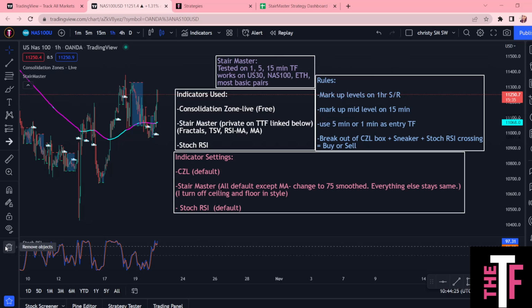For those of you who are not in the trading floor community, I'll go over what indicators make up the StairMaster. So if you are using your own TradingView and you want to just use the available indicators on TradingView to mimic it, you can do that as well. Okay, so let's jump into the actual strategy and some information about it first.